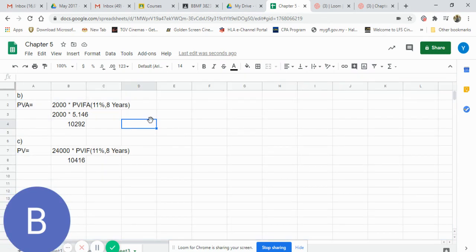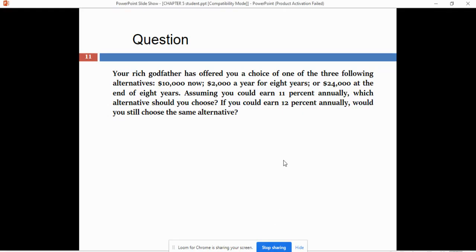So part A, which is the first alternative, which is 10,000. See, for 10,000, you don't need to calculate anything, right? Because it is already in the present value, 10,000. So you need to convert the other two into present value as well to make a reasonable comparison. Because if one is PV, another one is annuity, and this one is future value, three different values you cannot compare. So you need to make it all the same present value. Then only you can make a right choice.